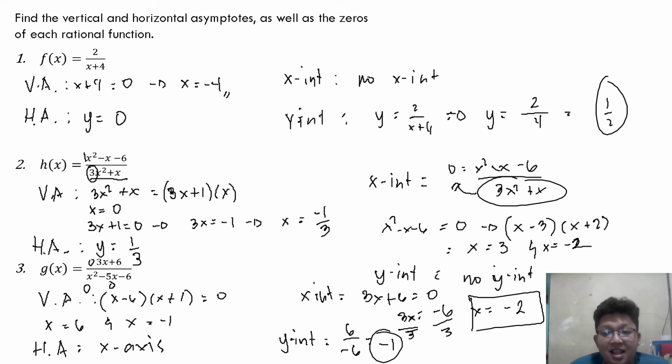Okay? And that's it. That is how we find the values of our vertical and horizontal asymptotes, as well as the x and y-intercepts of the given rational function.